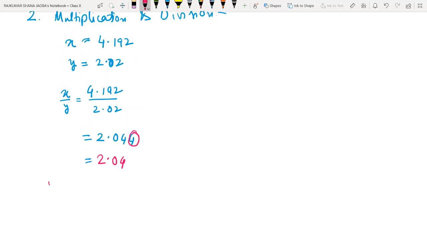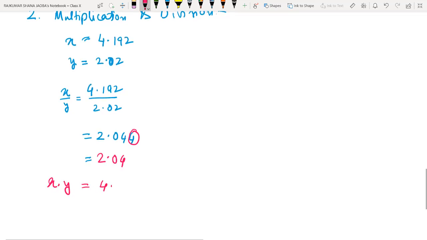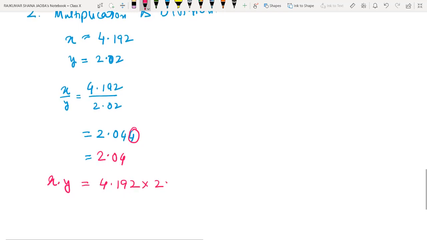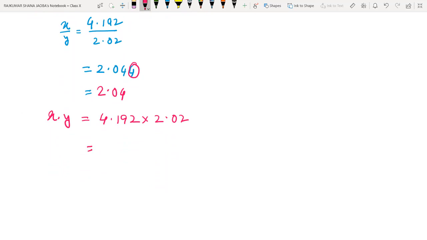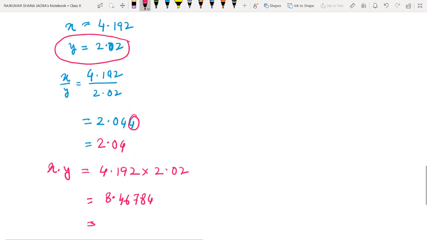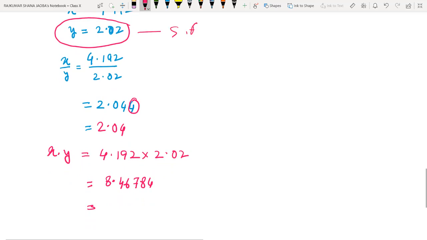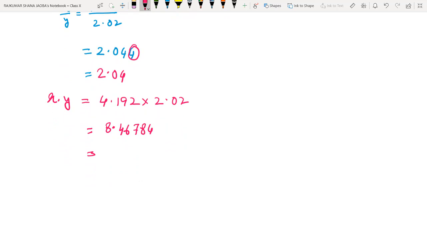Similarly x into y, that is 4.192 multiplied by 2.02. The multiplication answer is 8.46784. Here y has the least significant figures, which is 3. So we round it, and the last digit dropped is 4, so the answer we can put as 8.47. So x into y equal to 8.47.